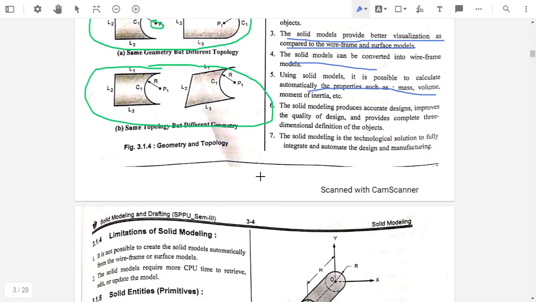And the next advantage is that solid modeling is the technological solution of fully integrated automated design and manufacturing. Means the solid model that we design is directly used for design and manufacturing purposes. That's why it is the most advantageous method for design purposes. So these are some advantages of solid modeling.